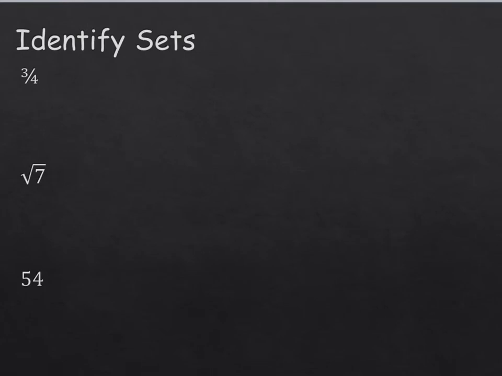Example here, we're going to identify sets. 3/4 fits inside the real set. Since it's a fraction, it also fits inside the rational set. At that point, though, it does not fit inside integers, so we're done. The square root of 7 is a real number, so it's in the real set, but it is not rational, which means it is irrational. So it fits inside the irrational set.